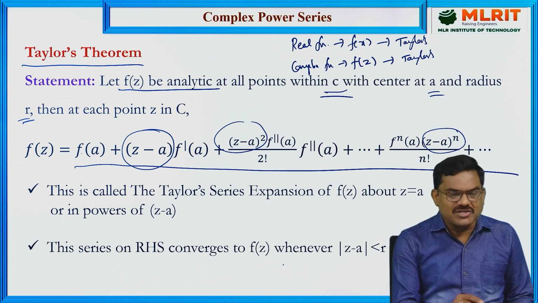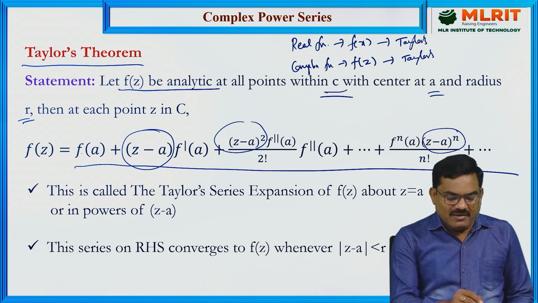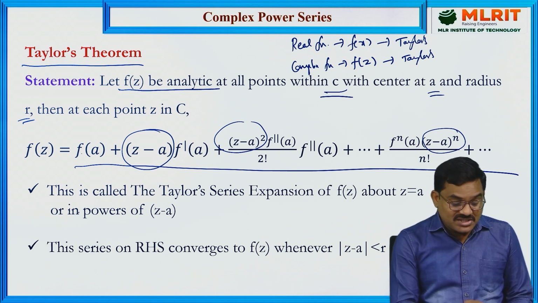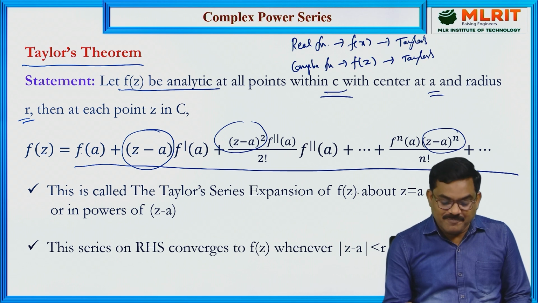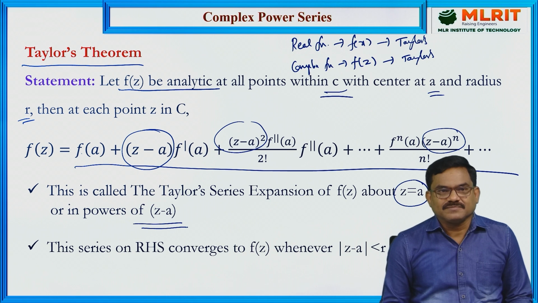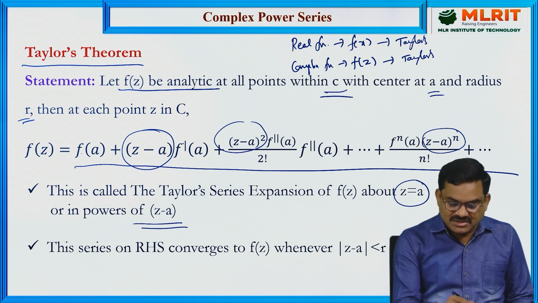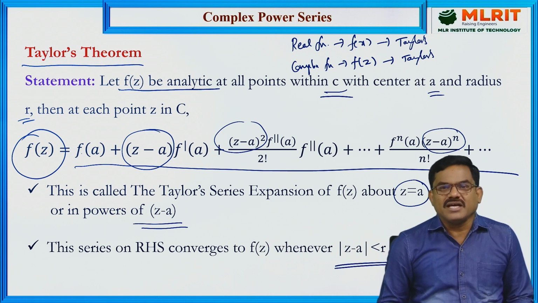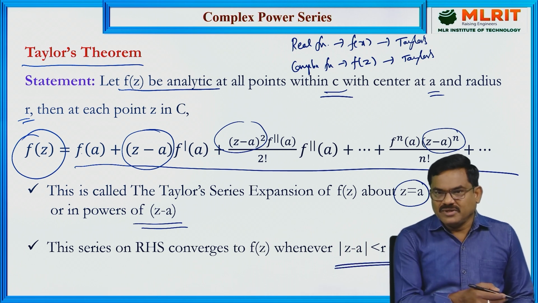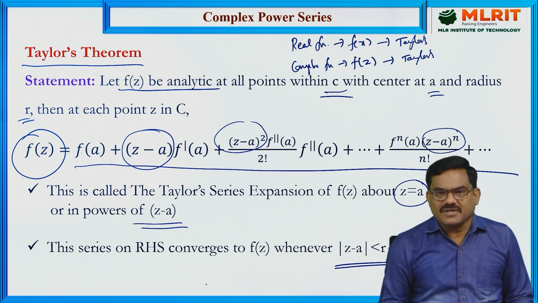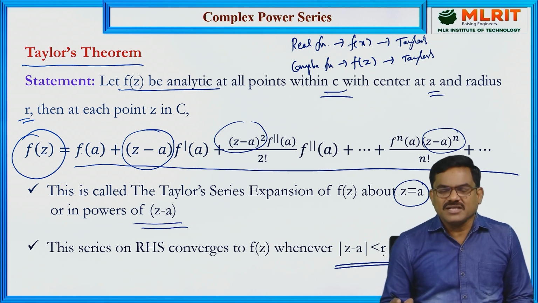So this expansion gives the function in terms of powers of z minus a. This is called the Taylor series expansion of f of z about the point z equal to a, or in powers of z minus a. So this series on the RHS converges to f of z when mod z minus a is less than R. That's what we defined earlier as the radius of convergence. This R is called the radius of convergence. It converges for mod z minus a less than R and diverges for mod z minus a greater than R.